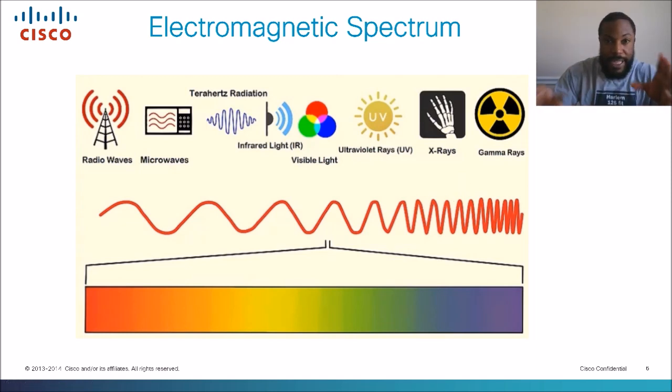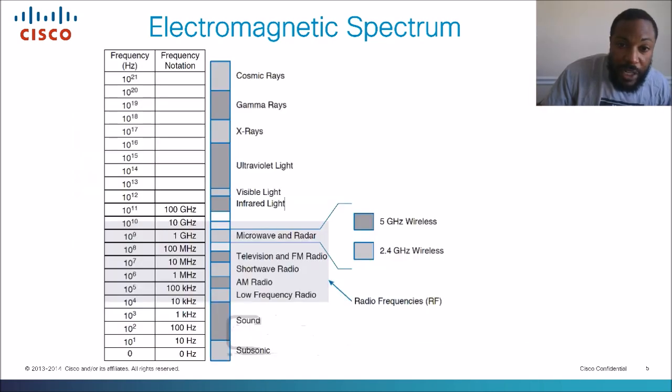And that's what the electromagnetic spectrum looks like. Just to give you an overview. That's why I thought this slide was pretty dope. We are going to be focusing on this range right here between 1 and 5 gigahertz, because that's where the wireless spectrum falls under.